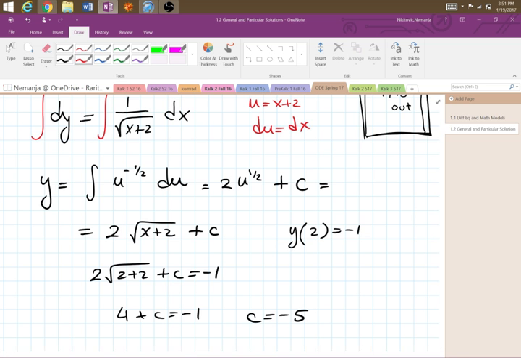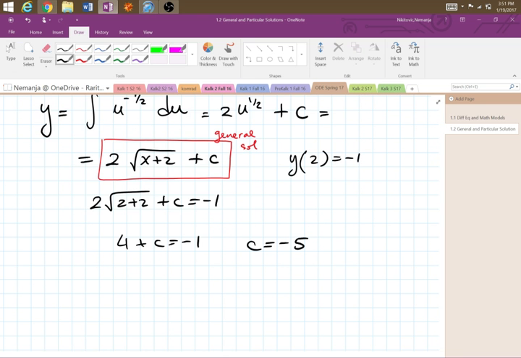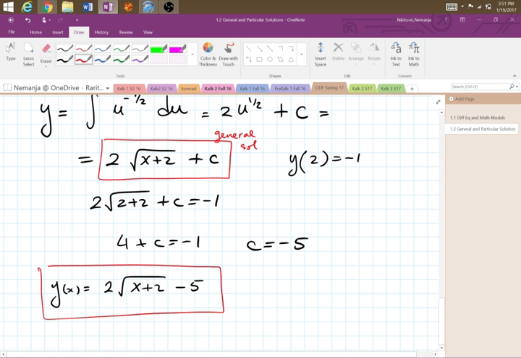So this one over here is what? General. And the one that I didn't write yet, so y of x is equal to 2 square root of x plus 2 minus 5, is particular.